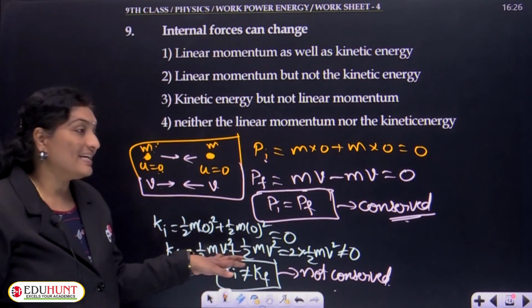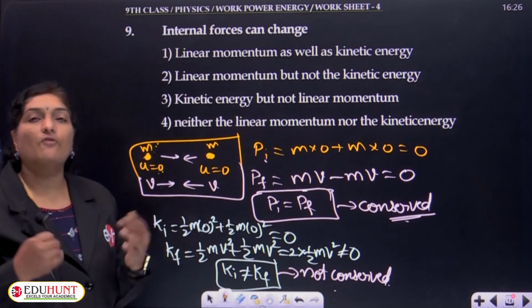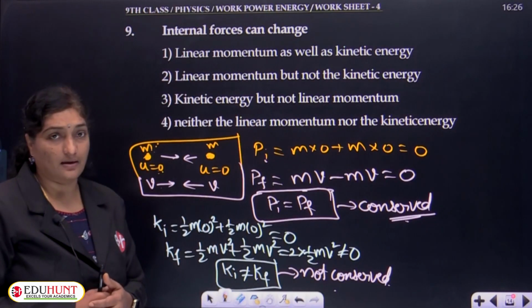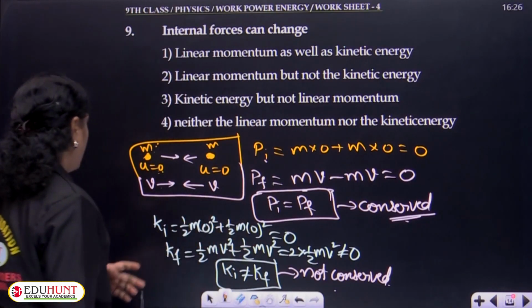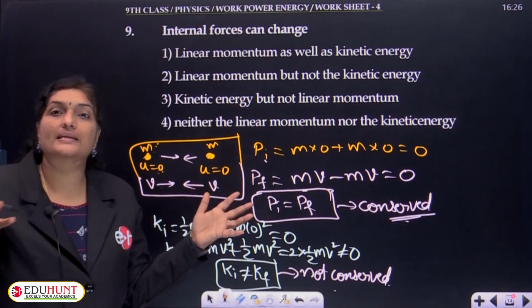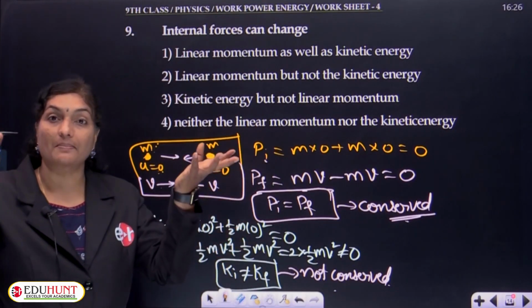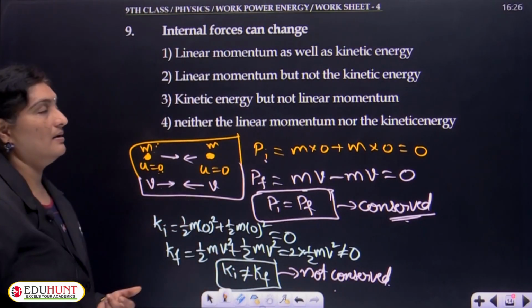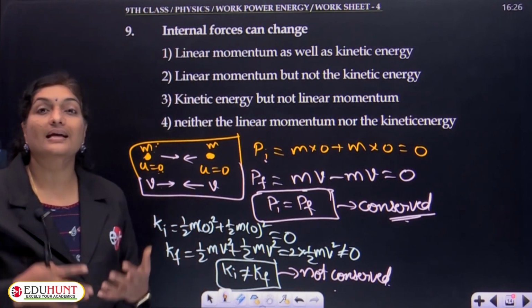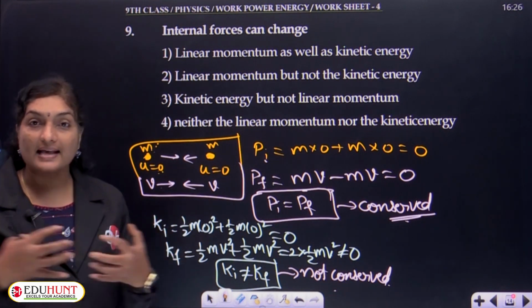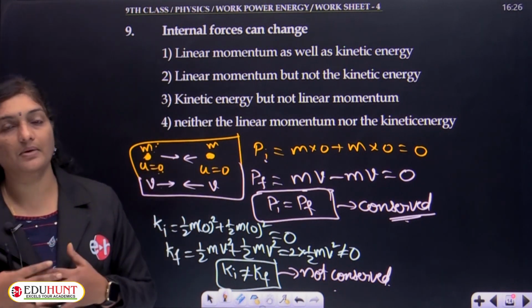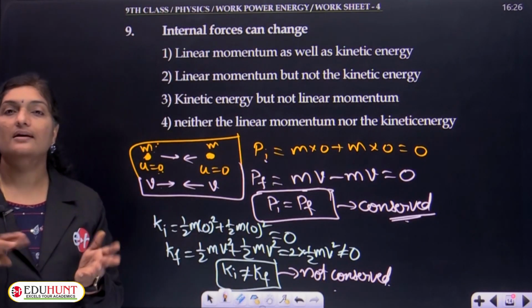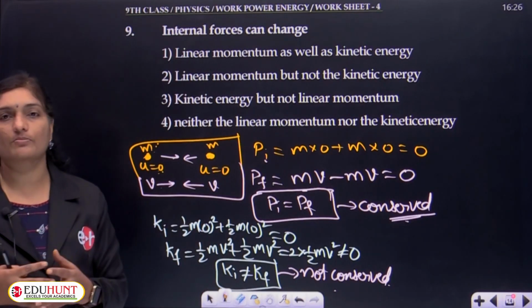So that means kinetic energy is converted into other forms of energy, maybe heat energy, maybe light energy or something like that. And this can be observed during an explosion. Whenever a bomb is exploded, the kinetic energy of the system increases. Similarly, another example is the inelastic collision. During an inelastic collision, the kinetic energy of the system decreases. That means kinetic energy is not conserved. It can be converted to some other forms of energy.